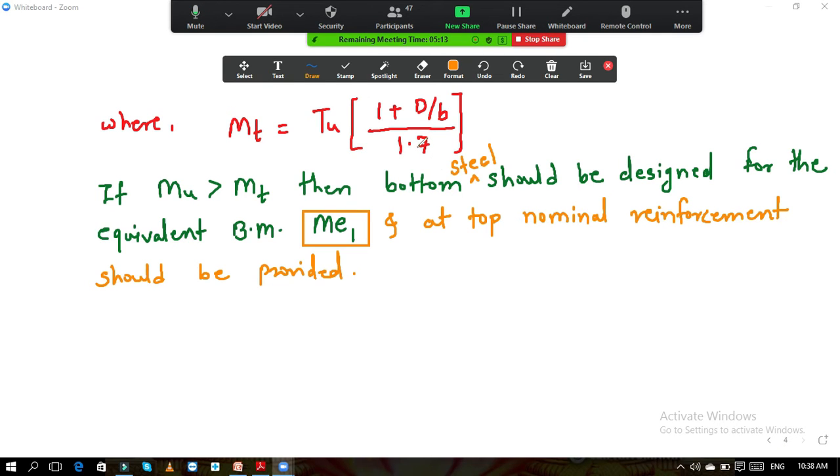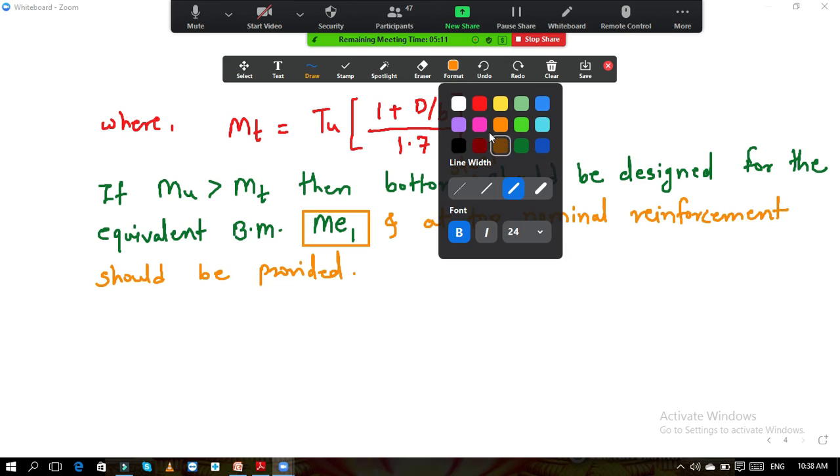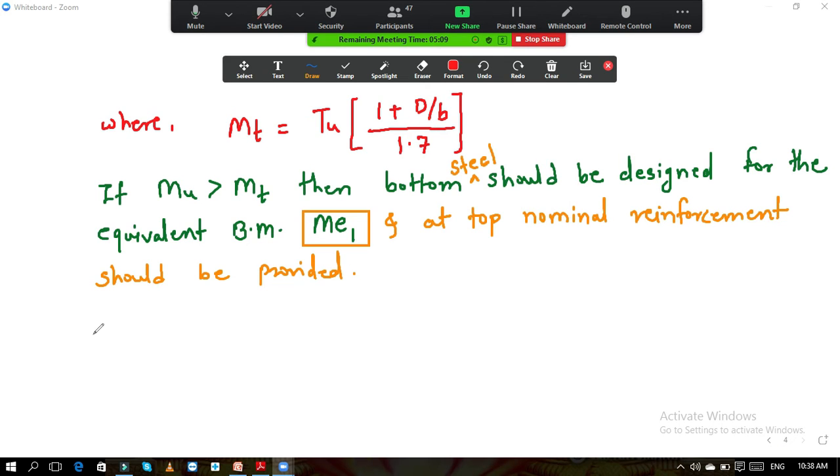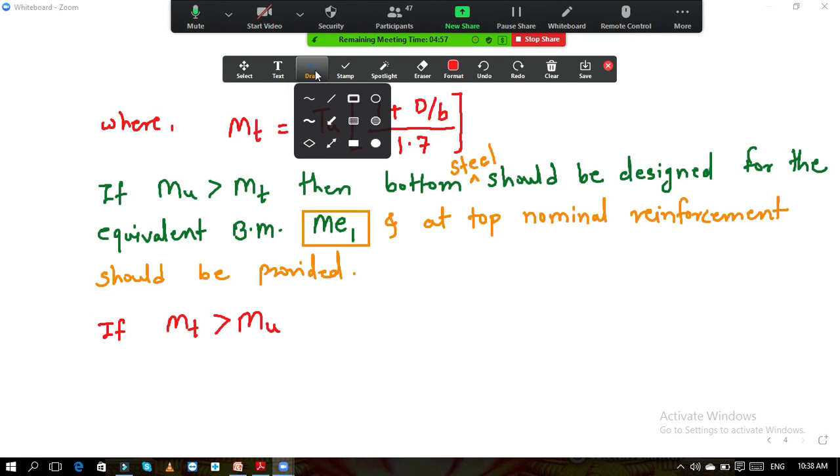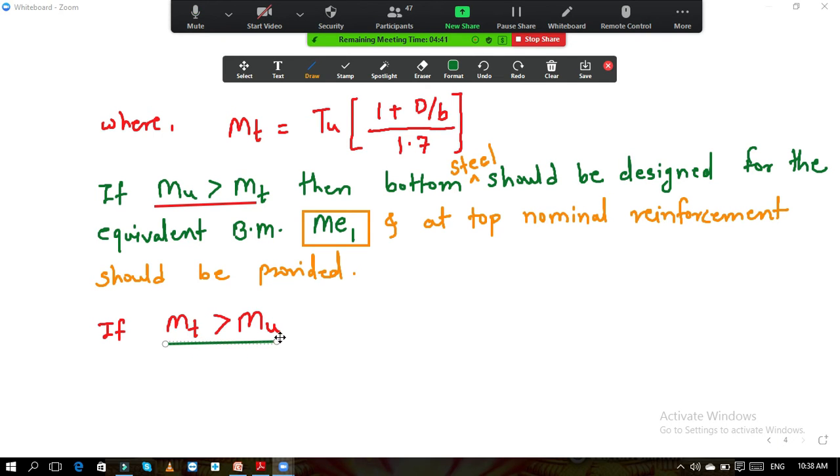Now the second case: if MT is greater than MU. The first case was MU is greater than MT. This was your first case. Now the second case is different. This is the second case.